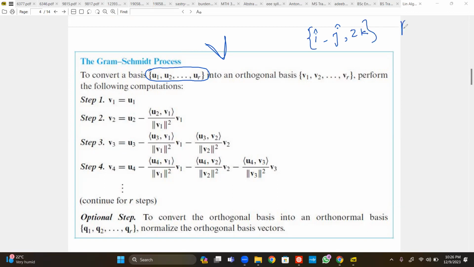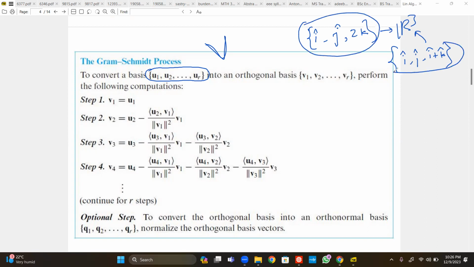What I mean is, the set i, j, and 2k forms a basis for R3, right? But I can also write i, j, and i plus k. These three also form a basis for R3. But the first example is advantageous to us, and the second example is not so much.